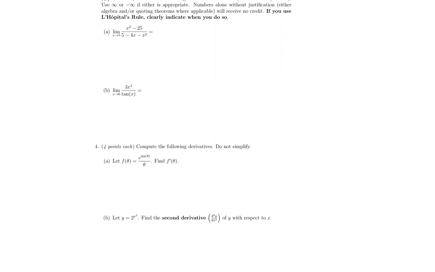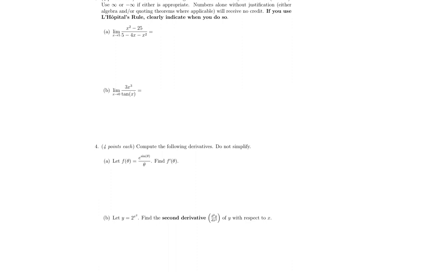So now for number 3, for 4 points each, evaluate the limits, or state that they do not exist, which we will use D and E to notate. Use infinity or negative infinity when appropriate. So those are options. And numbers alone without justification will receive no credit. Sorry about that. If you use L'Hopital's rule, clearly indicate when we do so. Okay, so let's look at this first one.